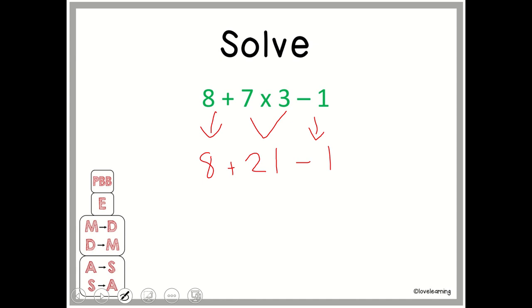Next, I want to look for my next operation that needs to be solved for. I see that I have addition and subtraction. Remember, when you have both within an expression, you solve from left to right. So I have 8 plus 21, which is 29. Then I would bring down my minus 1, and I would solve for 29 minus 1, which is 28. So the answer to our expression would be 28.